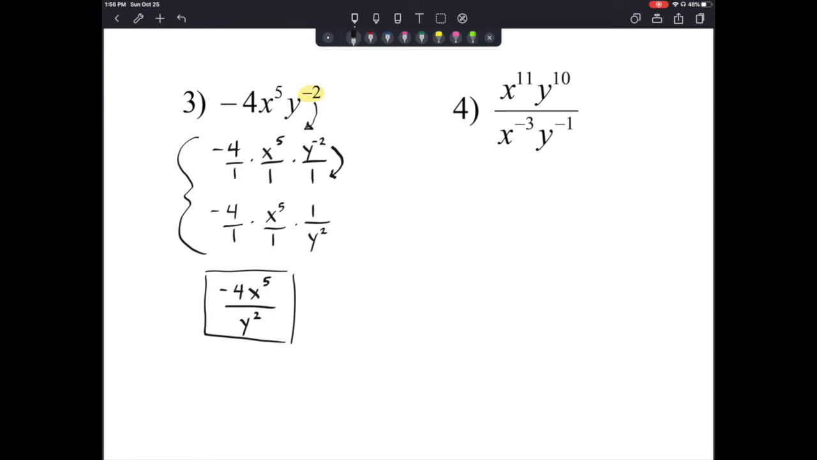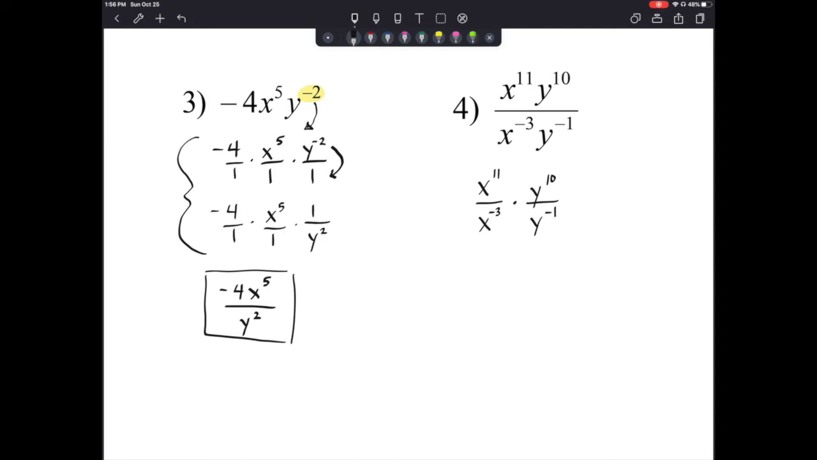Number 4, we have x to the 11th times y to the 10th over an x to the negative 3rd, y to the negative 1st. So I have x to the 11th over an x to the negative 3rd, and I'm going to just multiply it by a y to the 10th over y to the negative 1st. Okay, I put my compatible parts together.